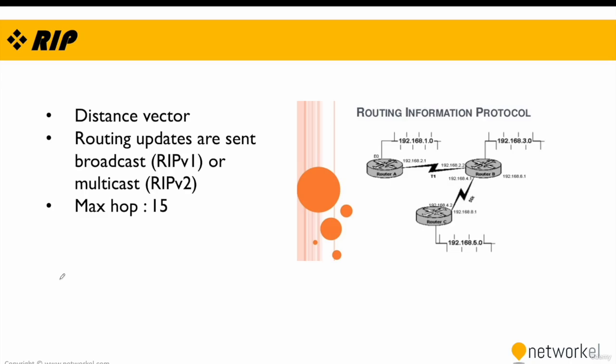Let's start with RIP protocol. That is a distance vector protocol used to facilitate the exchange of routing information within an autonomous system. So RIP uses hop count as its metric for determining the best path to a destination, with a maximum limit of 15 hops.